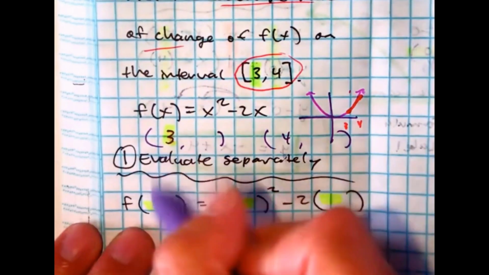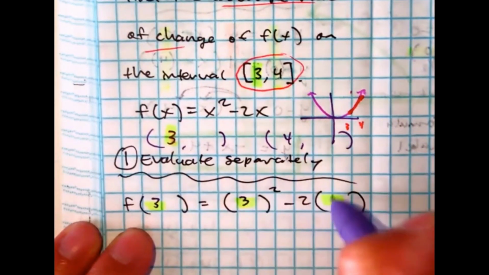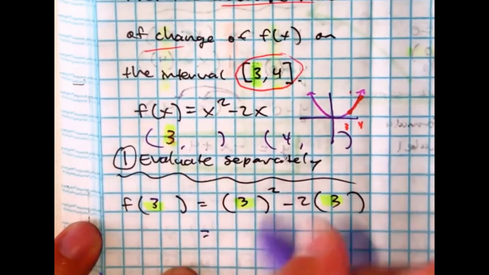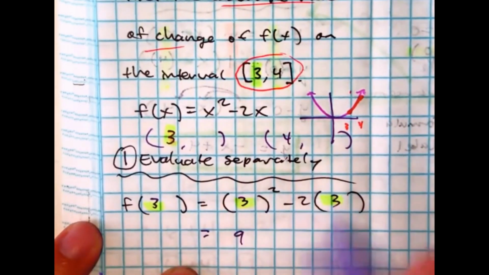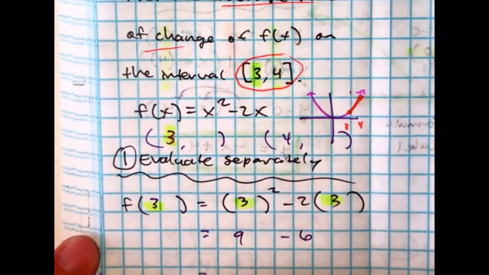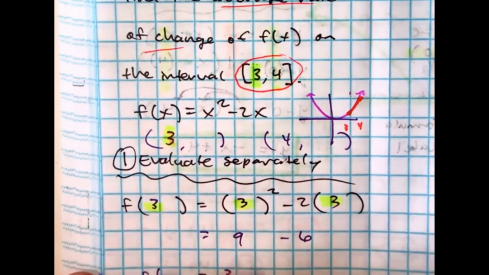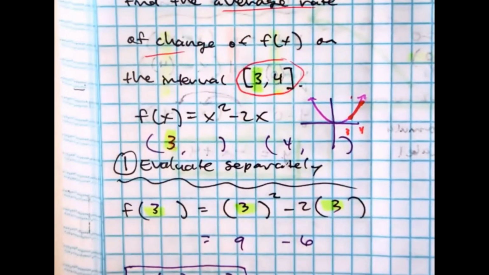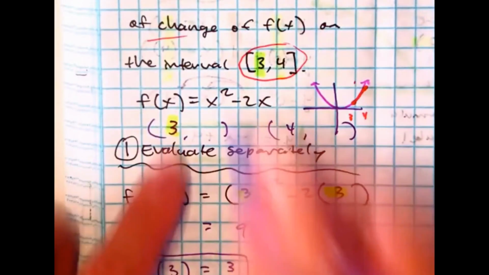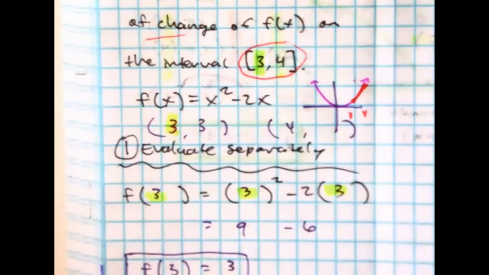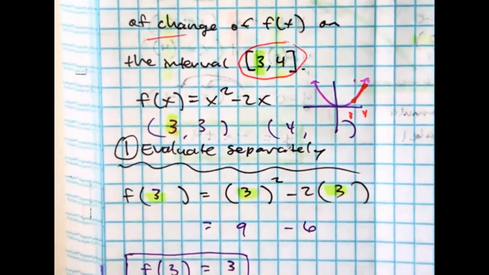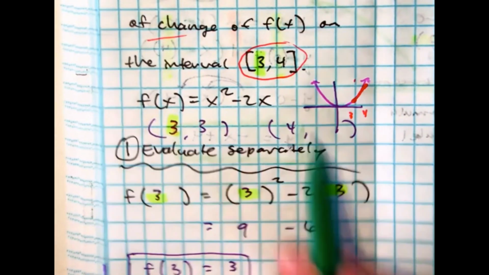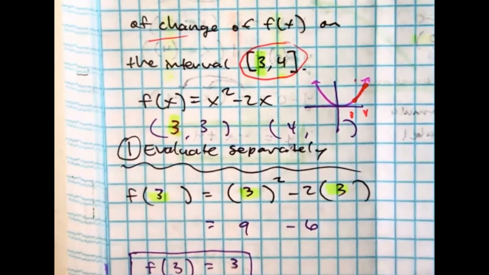So if I put in a 3, 3 squared, negative 2 times 3 is, 9 minus 6 is 3. So I have f of 3 equals 3. Remember, this is an ordered pair, 3 comma 3. Okay, now I'm going to do the second ordered pair, so I'm going to evaluate the second one.